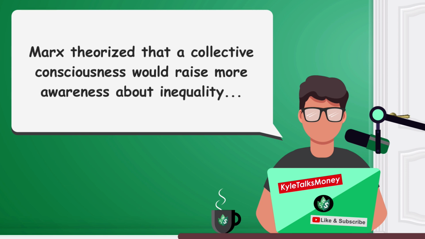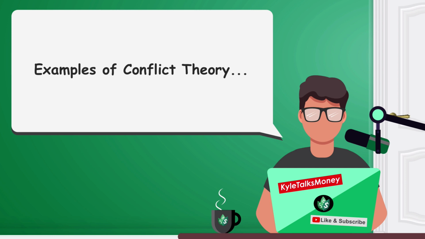Marx theorized that as the working class and poor were subjugated to worsening conditions, a collective consciousness would raise more awareness about inequality, and this would potentially result in revolt. If after the revolt conditions were adjusted to favor the concerns of the proletariat, the conflict cycle would eventually repeat, but in the opposite direction. The bourgeoisie would eventually become the aggressor and revolter, grasping for the power of the structure that formerly maintained their dominance. So let's look at some examples of conflict theory.